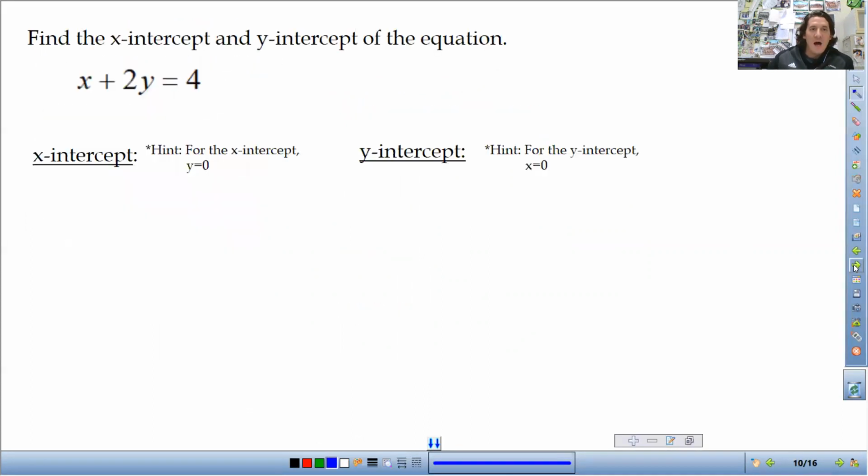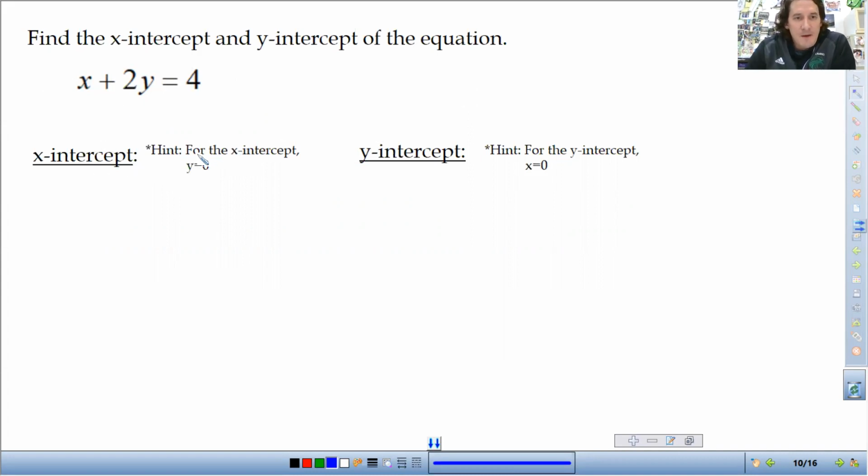Let's move ahead. Find the x and y intercept when you're just given the equation of a line. So this form right here, this is called standard form, where the x and y are on the same side. And this is good. We want to leave it like this. We don't want to solve for y like we were doing last week. We're just going to leave it like this.